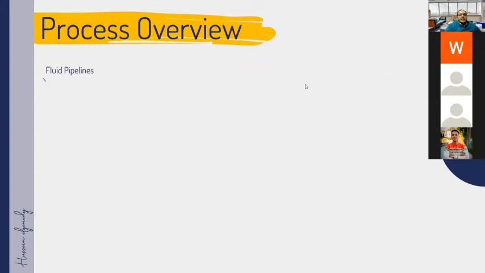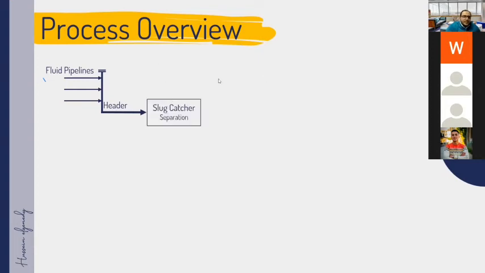Let's take an overview about the gas plant in brief. In the gas plant, we have the fluid pipelines, such as gas pipelines, that come from different wells, or gathering gas from some wells, collected to a gas header. The header is a bigger pipeline which collects the gas from different pipelines. After that, the first thing in the plant is the slug catcher.